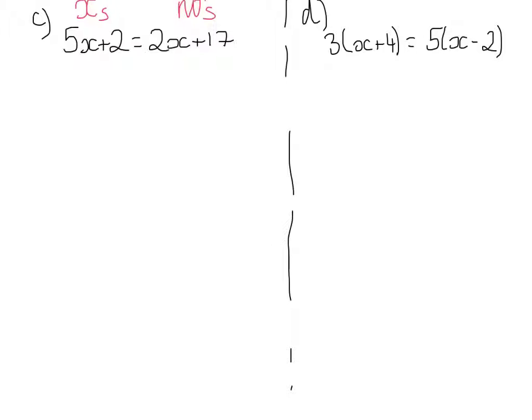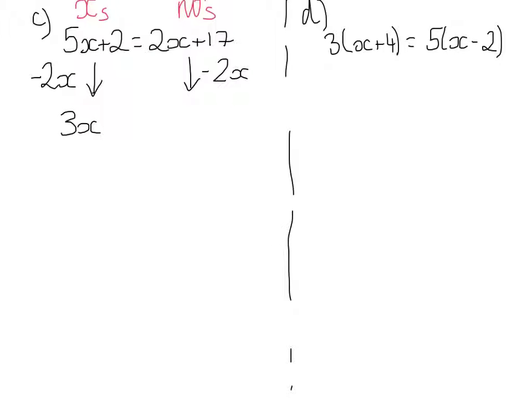It doesn't matter, it's up to you where you want to start. I'm going to start with trying to just get rid of the x's from here. At the moment, this is positive 2x, it's adding 2x. So I'm going to do the opposite and take away 2x from this side. Because I've done it from the right side, I've got to do it from the left side as well. So what I'm going to have here is 5x take away 2x.